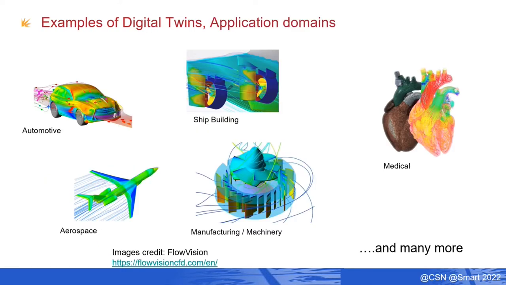Okay, so where are digital twins used? Basically everywhere. It's in automotive, computational fluid dynamics for aero, ships, design of planes, manufacturing machinery. Name a domain, you will find it there, even in healthcare. You might have heard about the Human Brain Project, a massive flagship European project. In essence, that's what it is: a digital twin of a human brain.